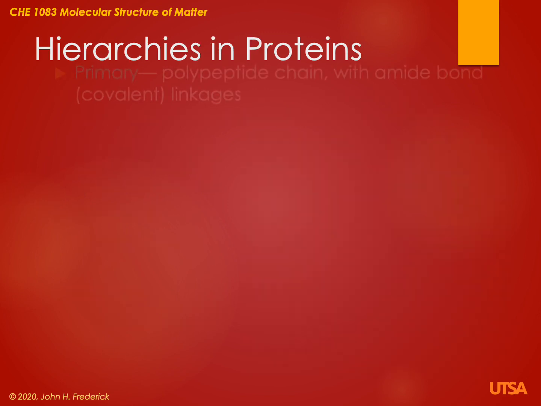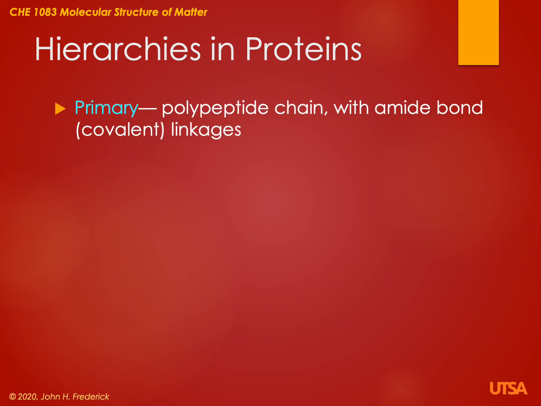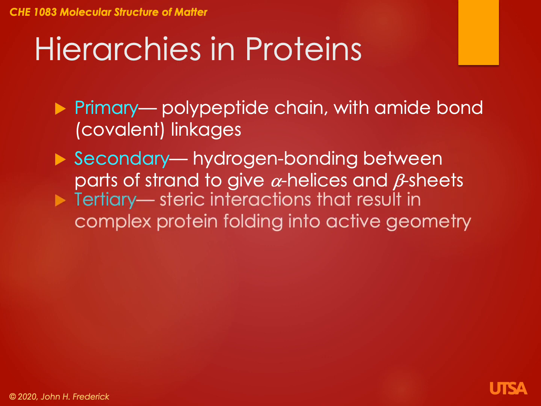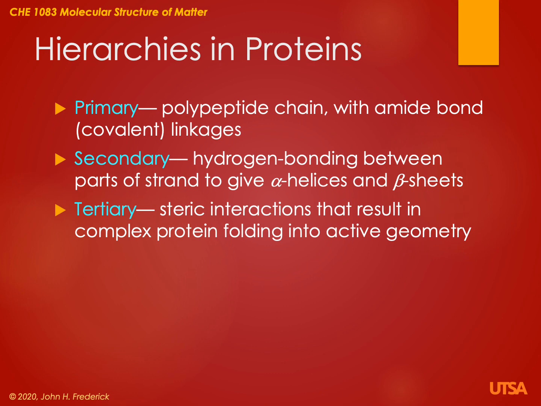So finally, let's review the hierarchies in proteins. We have a primary structure that is the polypeptide chain with amide bond linkages. There's a secondary structure caused by the hydrogen bonding between different parts of that strand. This gives rise to structures like alpha-helices and beta sheets. There's a tertiary structure which is really formed by the steric interactions between different parts of that complex protein. So it's different pieces swinging away from each other so as to give each other space so that they're not overlapping. This is actually what creates the active geometry for the protein and causes it to be useful for us in terms of facilitating reactions.